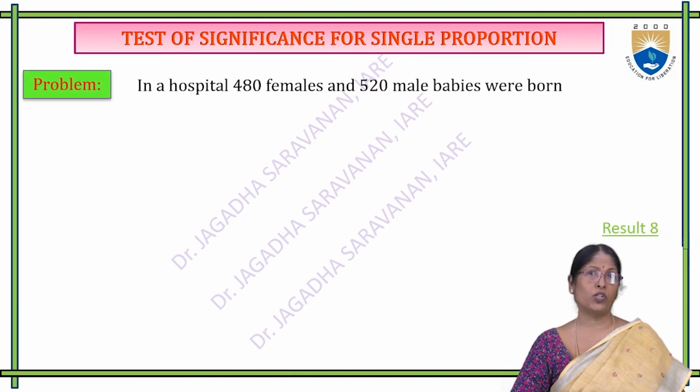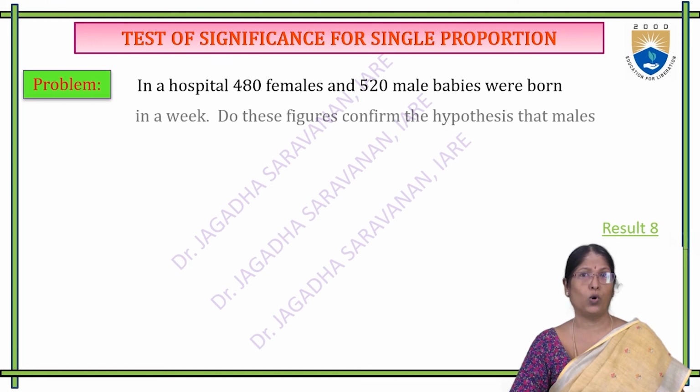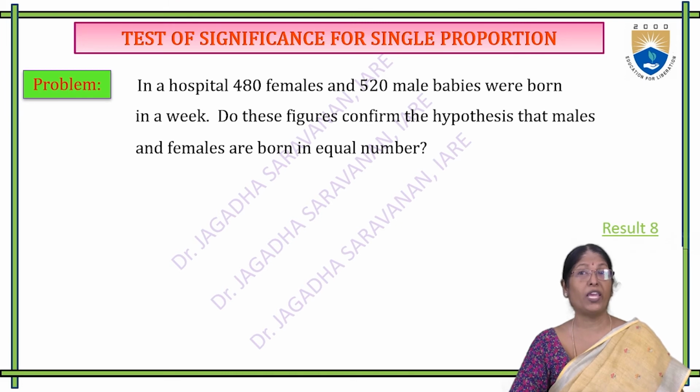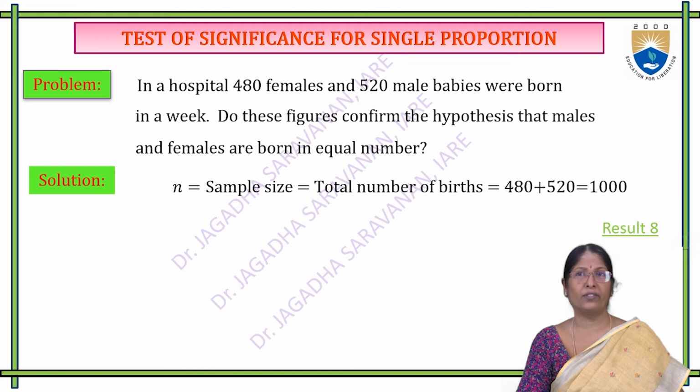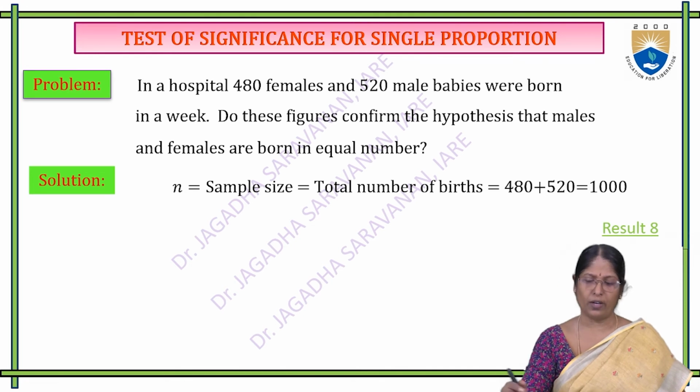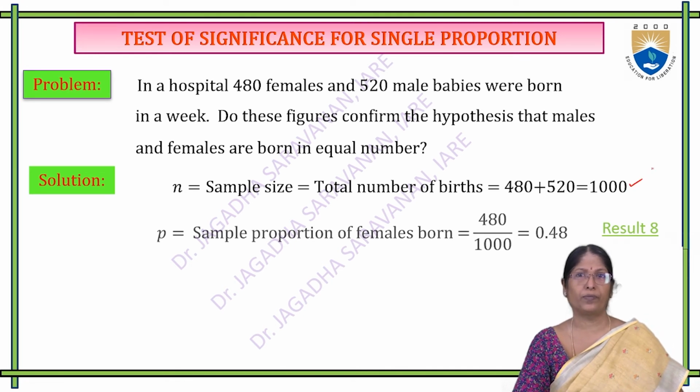So the next one: in a hospital, 400 females and 520 male babies were born. Do these figures confirm the hypothesis that males and females are born in equal number? Then we can define the null hypothesis as equal, and the alternative hypothesis as not equal. Yes, n equal to sample size. What are the samples? Both male and female babies put together, 1000 samples.